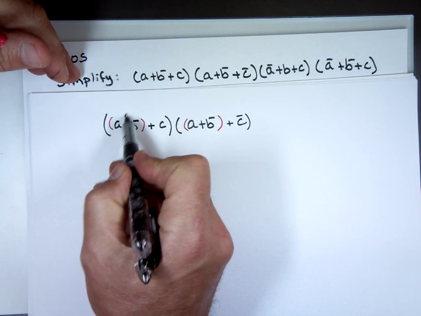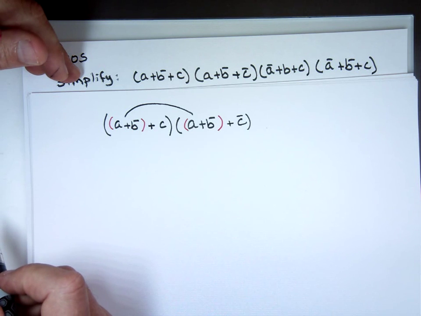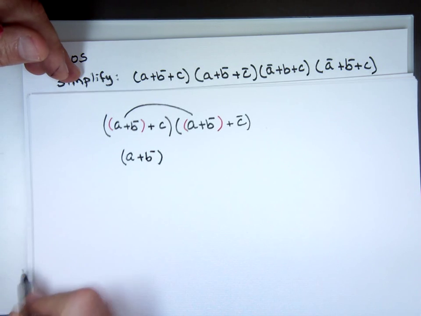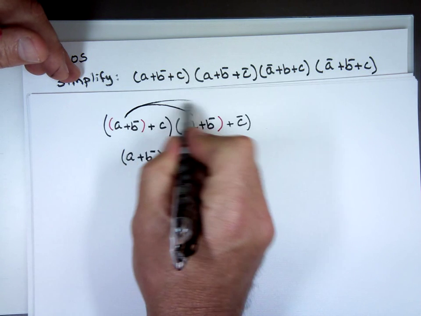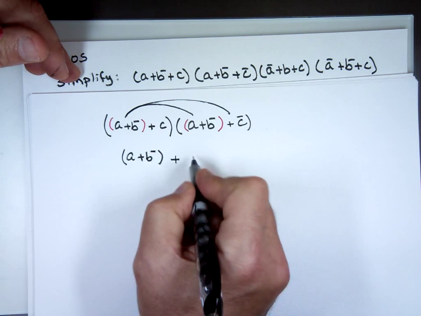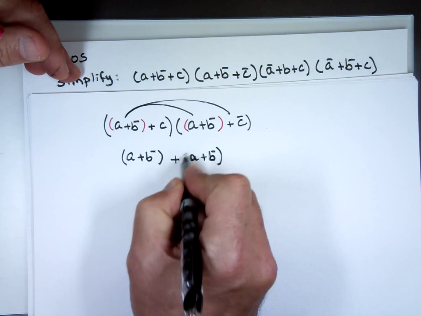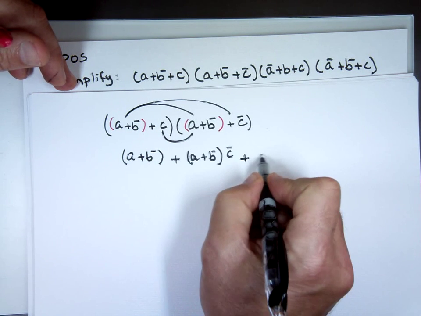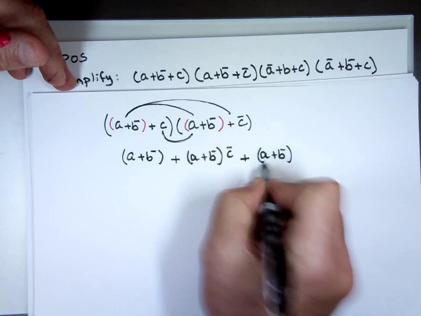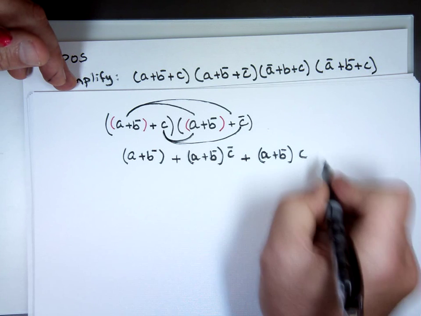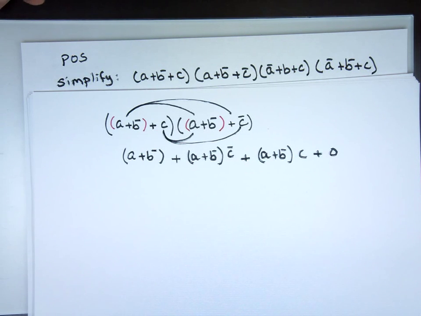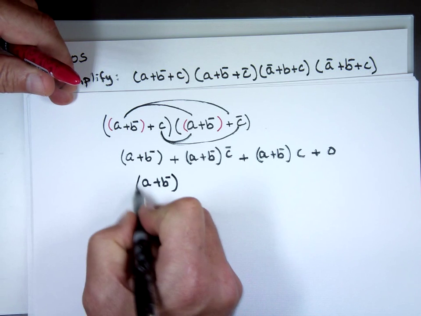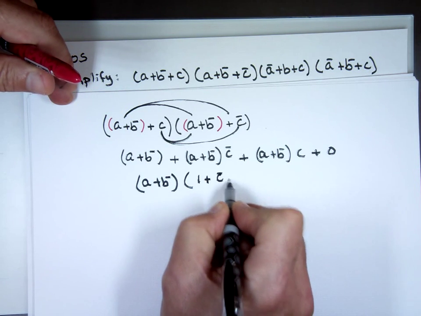What's this times this? A plus B bar. What's this times this? A plus B bar times what? Times C bar, right? What about this? How about A plus B bar times what? C. And the last one, which is what? 0. And if I factor A plus B bar out, what's left? 1 plus C bar plus C. That's a 1.